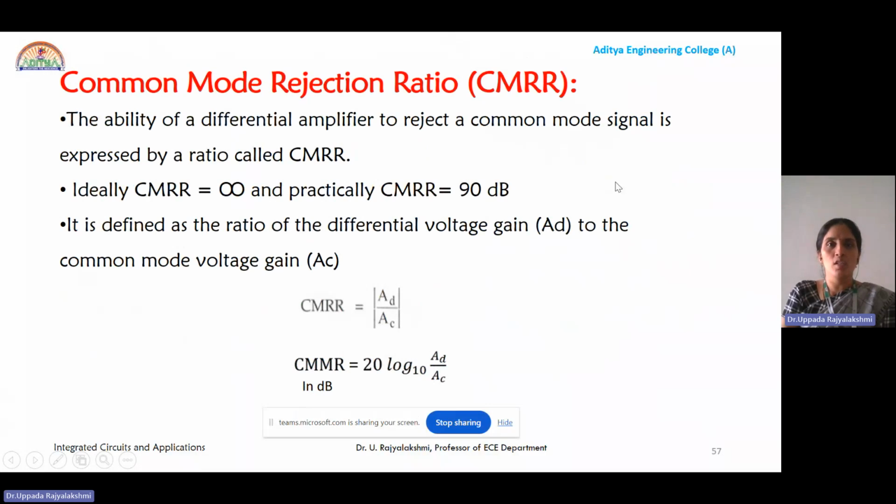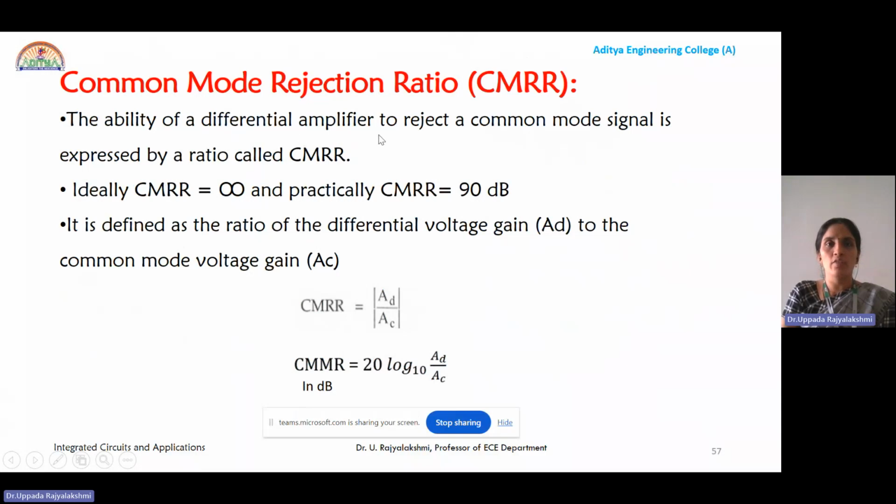The common mode rejection ratio is defined as the ratio of differential voltage gain to common mode voltage gain. So in order to reduce the common mode voltage gain, this factor CMRR must be a higher value. Ideally, CMRR is infinite, and practically CMRR is around 90 decibels.